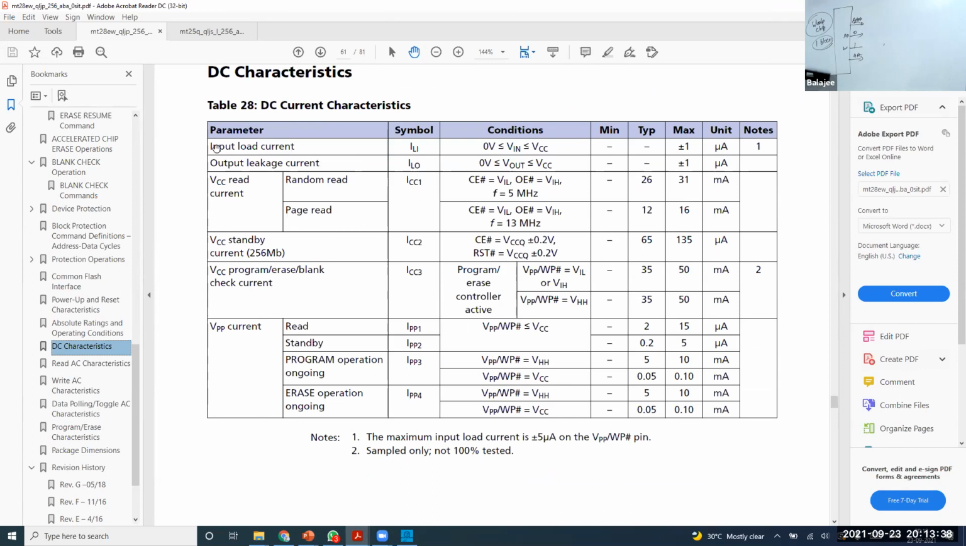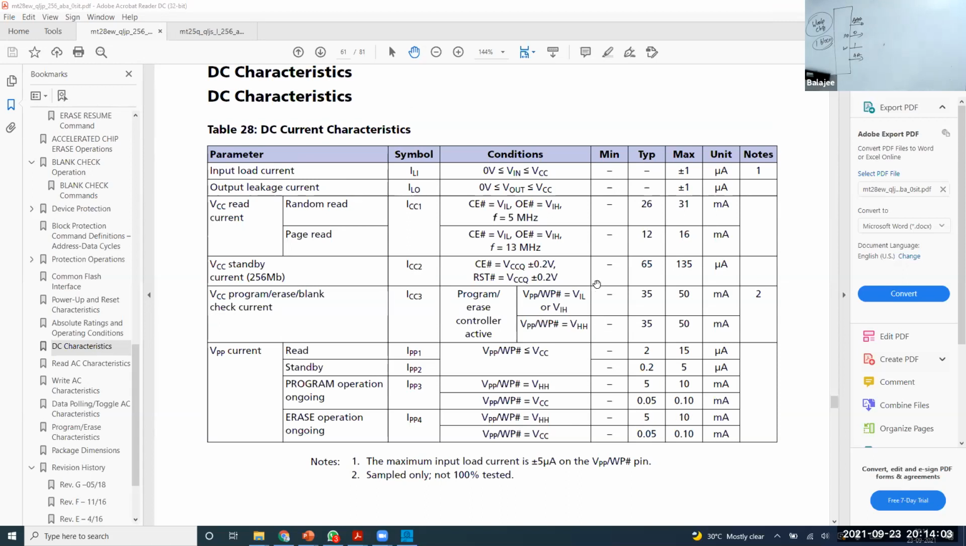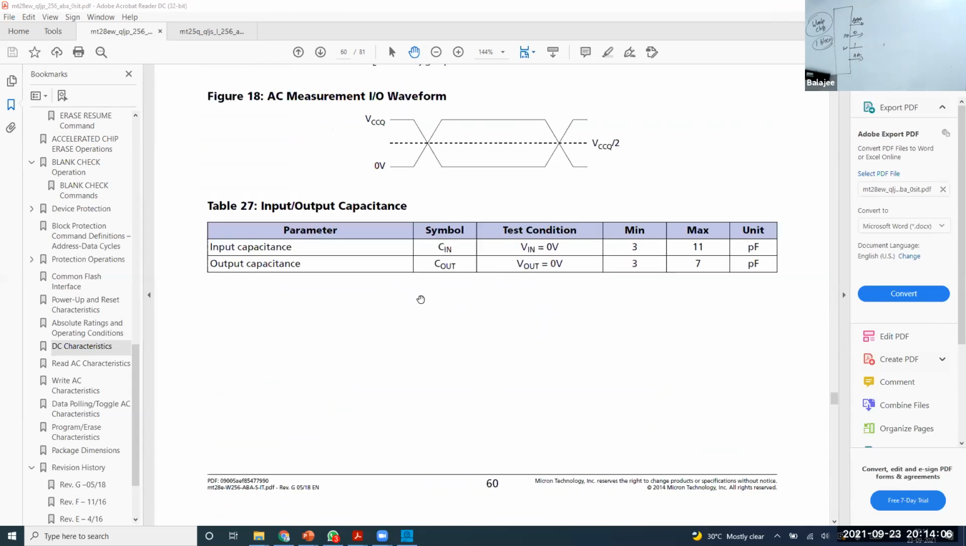They say the input load current is plus or minus 1 microampere. Now the output leakage current, how much? Then if you do a random read, how much is the current? For every pin they will say how much current it will take. This is typical and then maximum. This is what the DC characteristics are. DC characteristics tell you how much the current is, and they may mention power also.